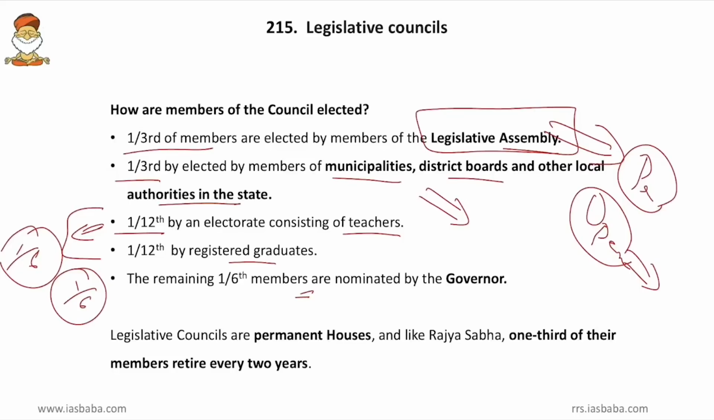And lastly, legislative councils are permanent houses. And like the Rajya Sabha, 1/3 of their members retire every 2 years. So it is a permanent house, unlike a legislative assembly or the Lok Sabha, which will be dissolved.